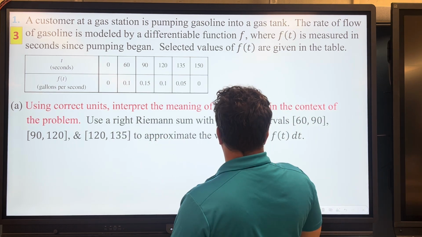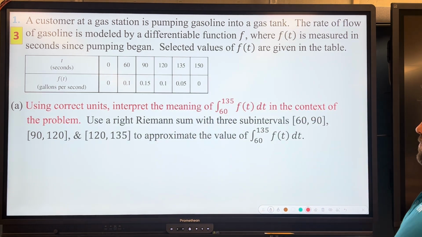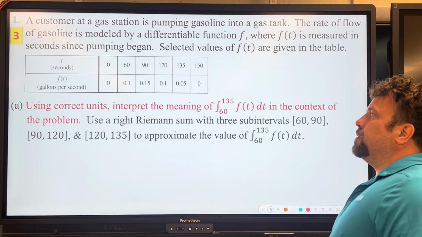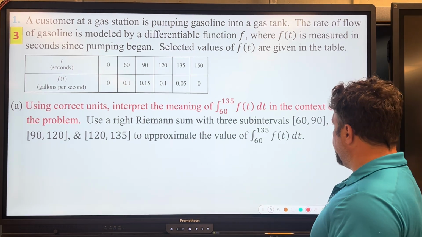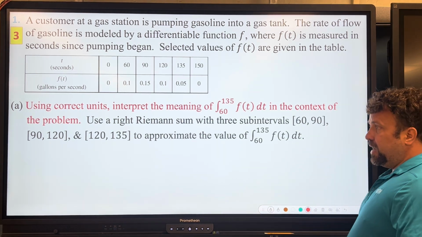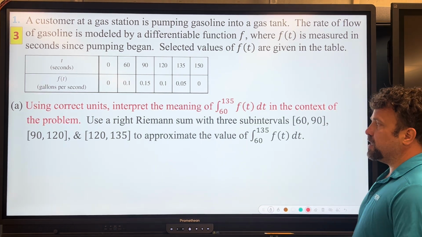Using the correct units, remember to use your units, interpret the meaning of the integral from 60 to 135 of f of t dt in the context of the problem. You're going to use a right Riemann sum with 3 subintervals, 60 to 90, 90 to 120, 120 to 135, to approximate the value.